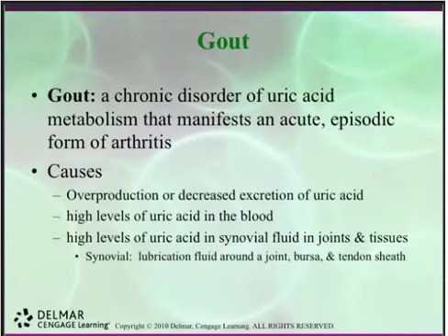Okay, gout is a chronic disorder of uric acid metabolism. It generally manifests as an acute episodic form of arthritis. The causes are overproduction or decreased excretion of uric acid, high levels of uric acid in the blood, and high levels of uric acid in synovial fluid in joints and tissues. Remember that the synovial fluid is the lubricant around a joint within bursa and in tendon sheaths.